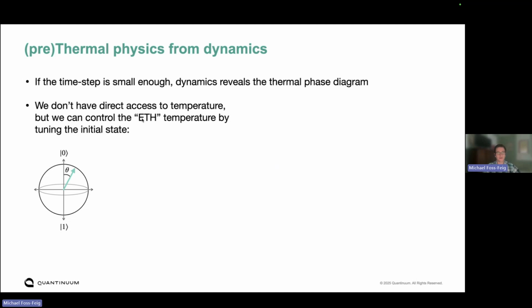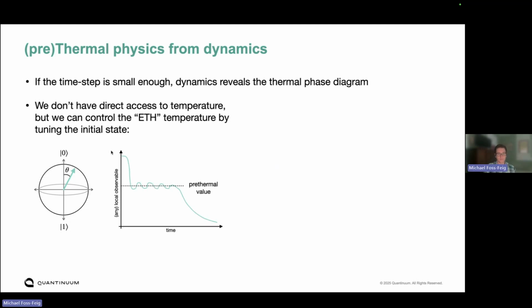And so we don't have any access to temperature. There is no true notion of temperature in this isolated system, but we do have access to the initial state energy in a very simple way. Even if we start with a trivial state where every qubit is independent of every other qubit, we can tune the angle of every qubit on the Bloch sphere, so this angle theta, to tunably control the energy of the initial state with respect to the Hamiltonian. So this is a very trivial form of state preparation that gives us a knob to turn to control the effective temperature that the dynamics should saturate to.